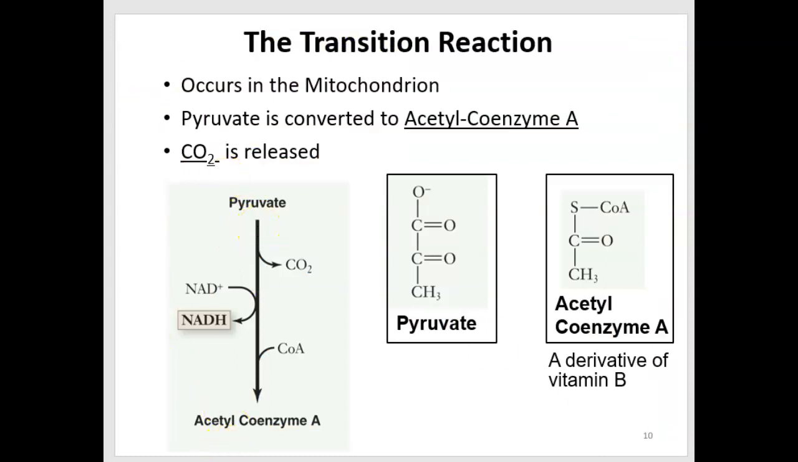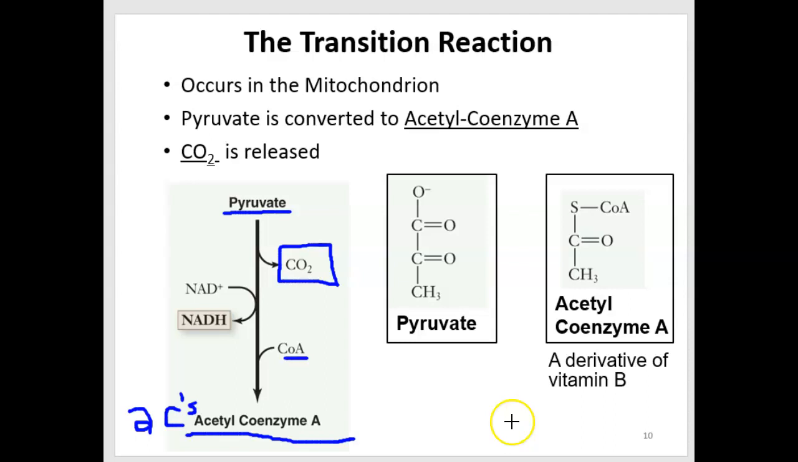So pyruvate is our starting material, organic material for the transition reaction, and it is converted into a compound called acetyl coenzyme A. Now acetyl groups have 2 carbons. So that tells me right away I've lost a carbon somewhere. And where it goes is into carbon dioxide. This coenzyme A is kind of a complicated molecule, so we just abbreviate it.